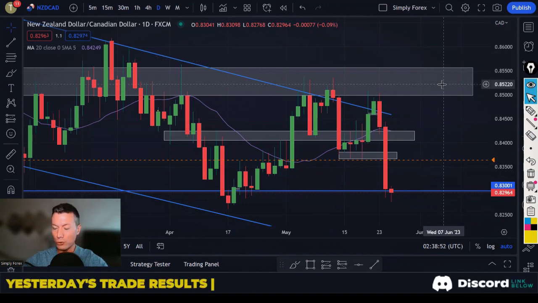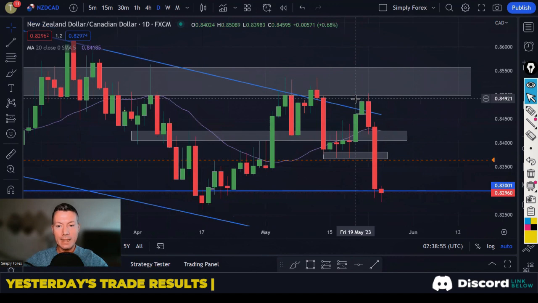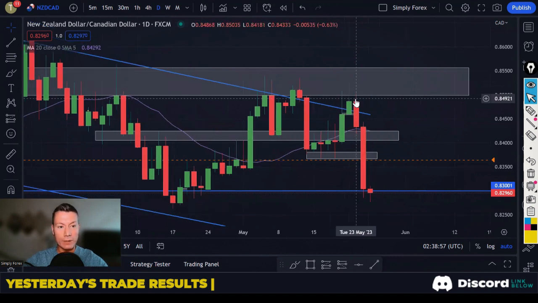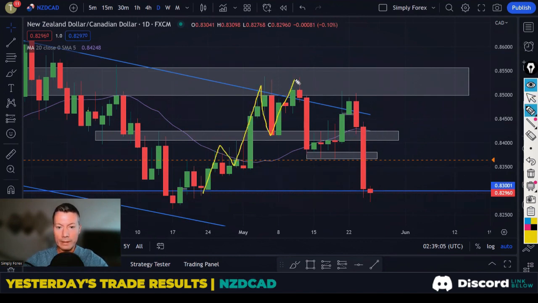Let's look at yesterday's trades. And it was a tricky day, guys. I didn't really get any setups yesterday. So we were looking to short New Zealand CAD. We're in a downtrend structurally. We were waiting for this retrace to finally come down, and it did. And you can see, we've got lower lows, lower highs. We're in a downtrend.